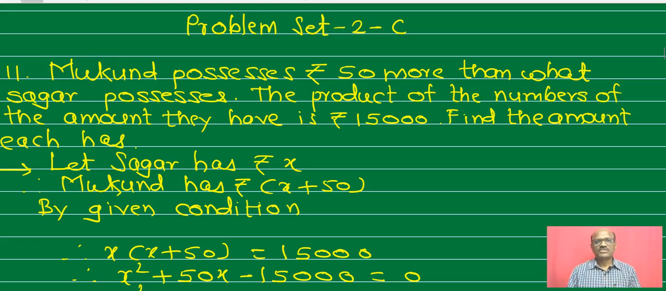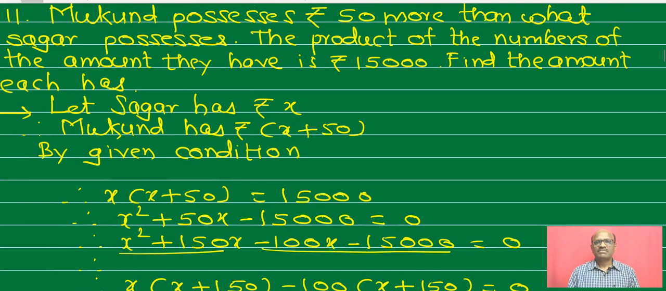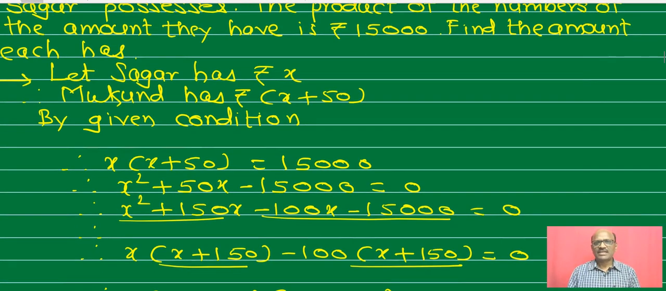Now the problem set 2c. Mukund possesses rupees 50 more than what Sagar possesses. The product of the amounts they have is 15,000. Find the amount each has. Let Sagar have rupees x, then Mukund has x plus 50.